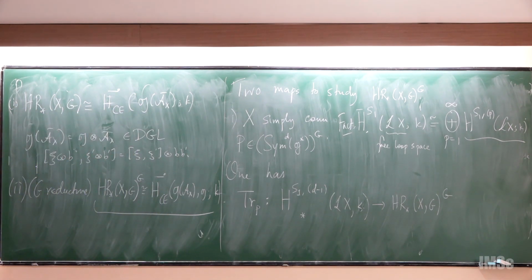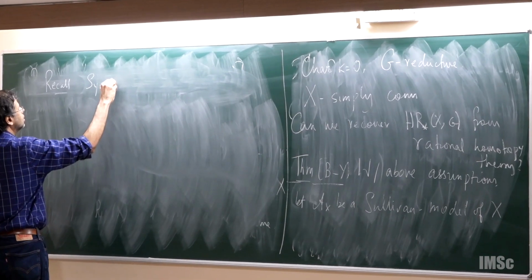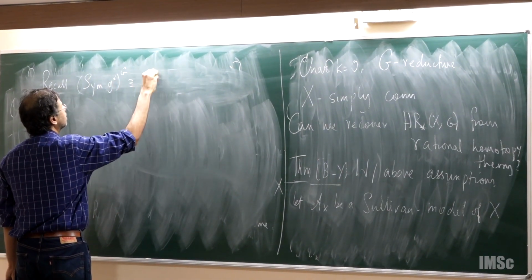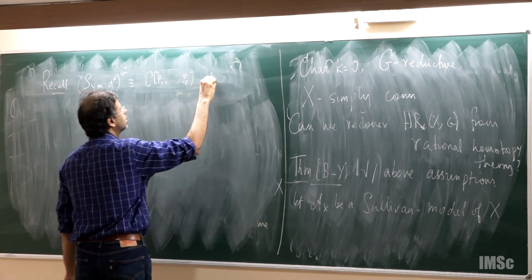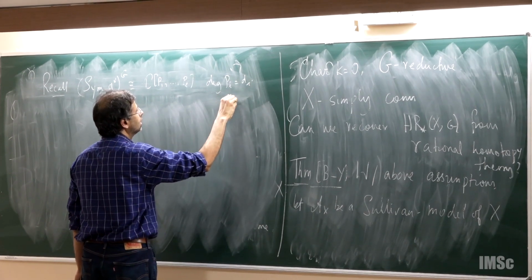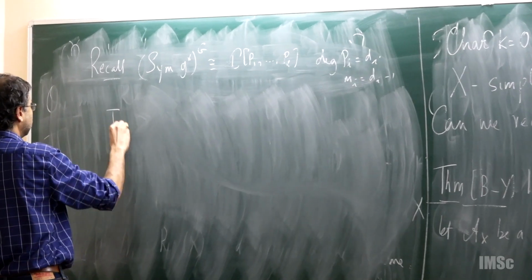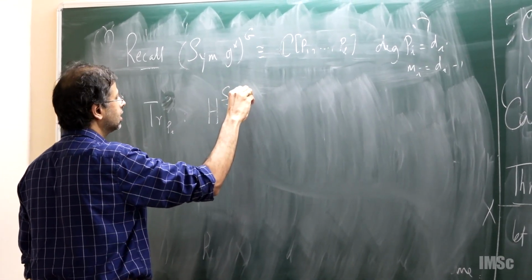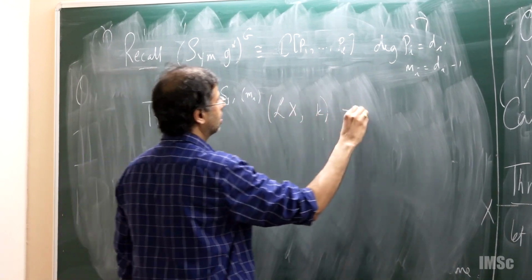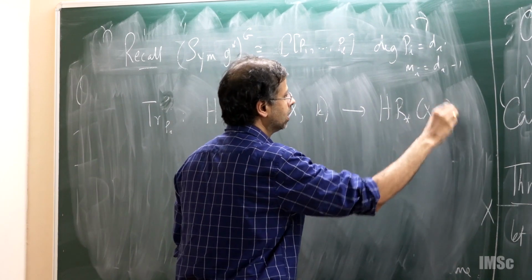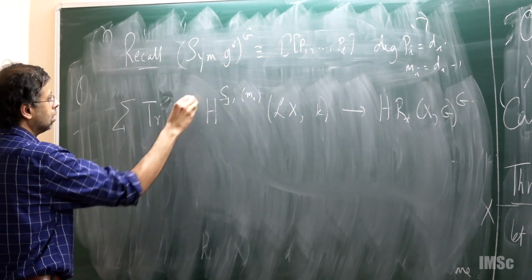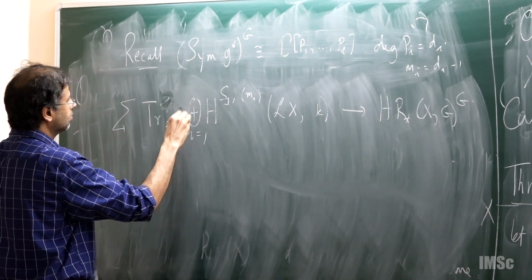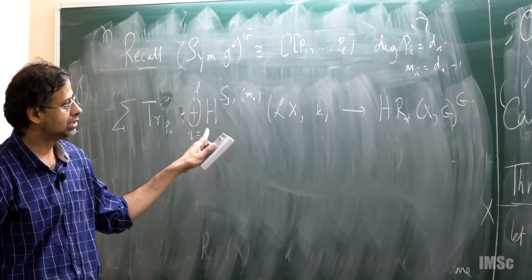Recall that the algebra of G-invariant polynomials was a polynomial algebra on a bunch of homogeneous generators. The degree of P_i is d_i, and we had that m_i is d_i minus 1. So I have the map trace sub P_i from the Hodge piece of component 1 less than d_i, so that's m_i, to the G-invariant part of representation homology. I can sum it all, and then I get something from the direct sum, i running from 1 to l. So this is just a graded linear map.